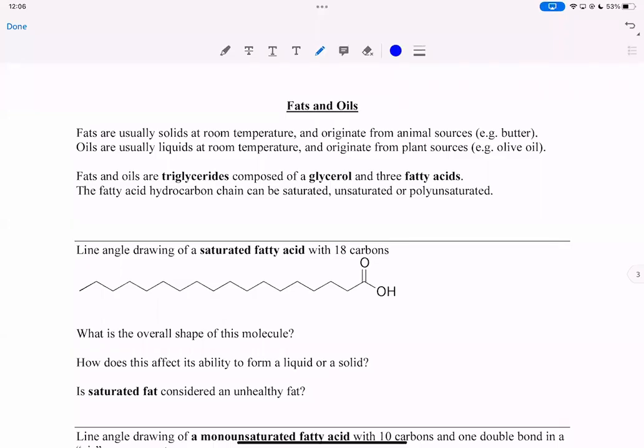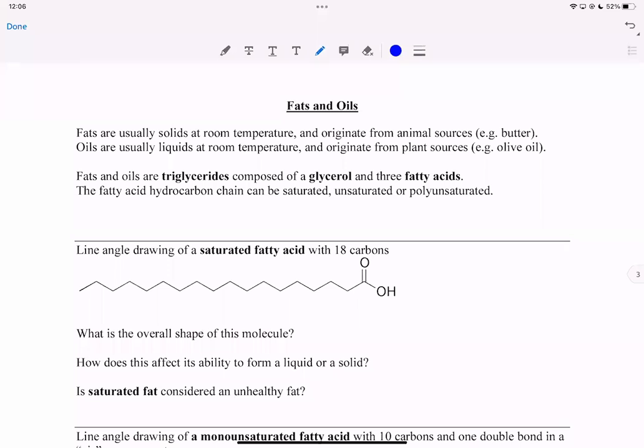So have you heard of that concept of healthy fats versus unhealthy fats? It is based on the chemistry of the molecules, of exactly what the shapes of those molecules are. And we're going to start looking at these molecules that are organic molecules, as I mentioned. They are carbon-containing compounds. And because they're just carbons and hydrogens, we have what's called the line angle drawing.